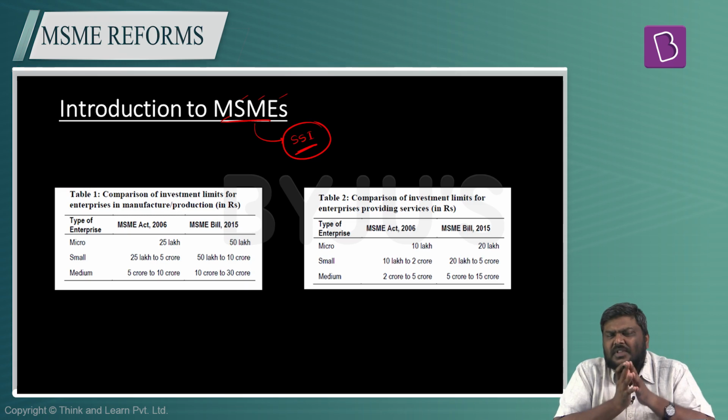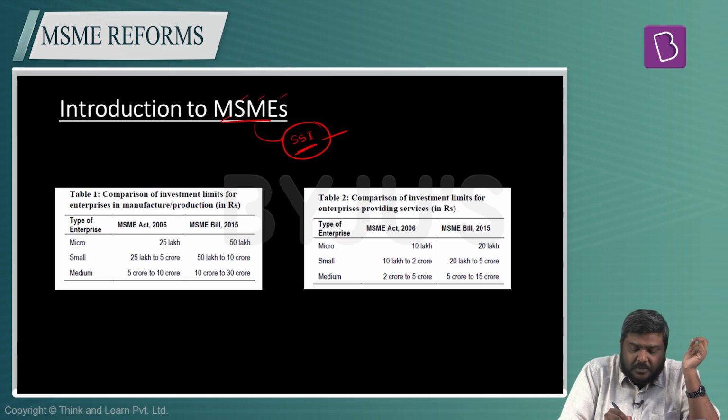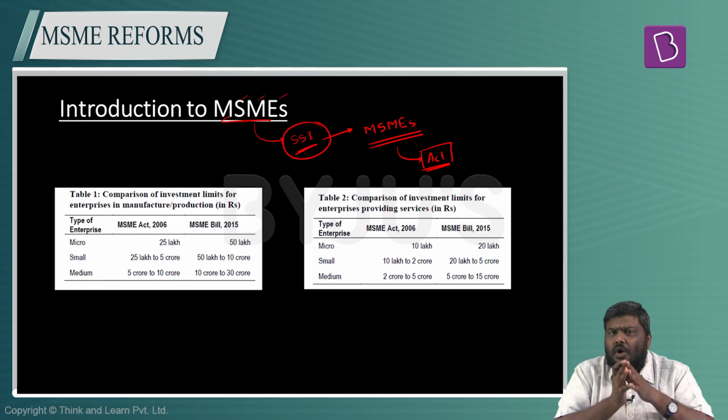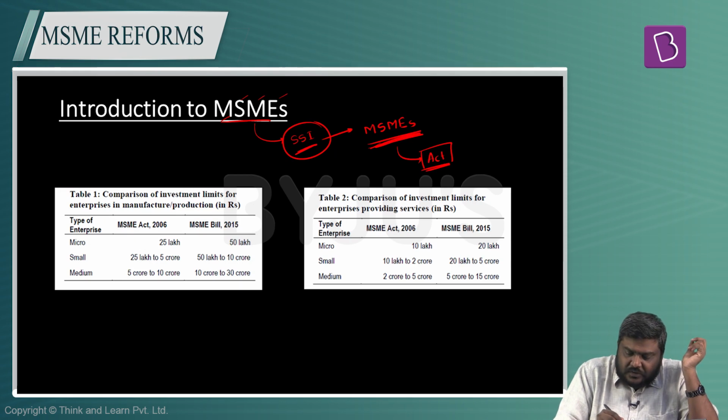Over a period of time, this classification became redundant and very complicated. That is the precise reason the Government of India replaced the concept of SSI with MSME, Micro, Small and Medium Enterprises, with the passage of an act. Right now, all the guidelines with respect to regulation of the MSME sector are present in this act.